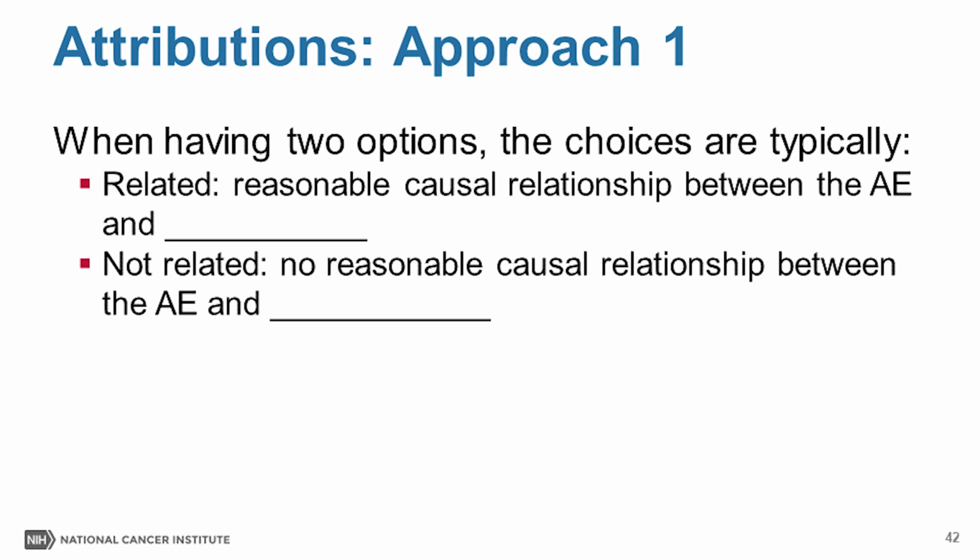So those are some questions. And so what are our options for then assigning those attributions or causalities? There's sort of two approaches. Approach one is what I call the dichotomized approach. So you either think that it's related, so there's a reasonable causal relationship between the adverse event and, I'll explain the blanks in a minute, or it's not related. There's no reasonable causal relationship.